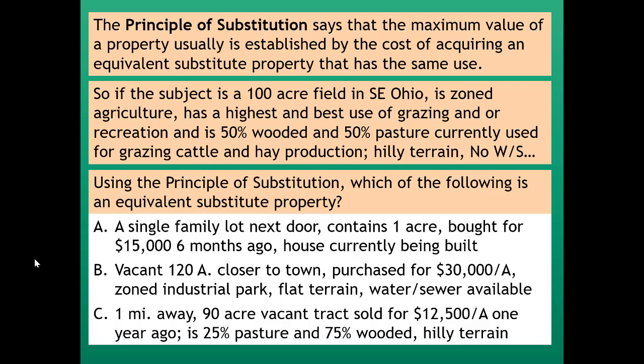Or is it C? It's 1 mile away, it's a 90-acre vacant tract, it sold for $12,500 an acre 1 year ago. It's 25% pasture, 75% wooded, has hilly terrain. Which of those properties best represents the principle of substitution? Hopefully you answered C.